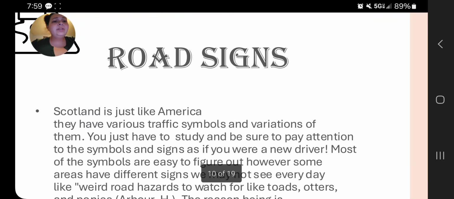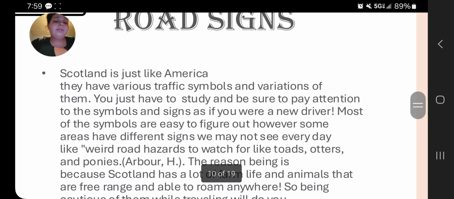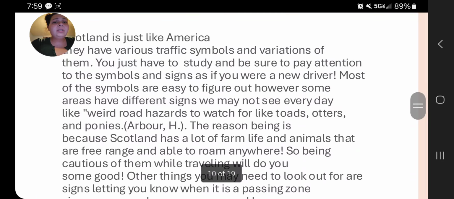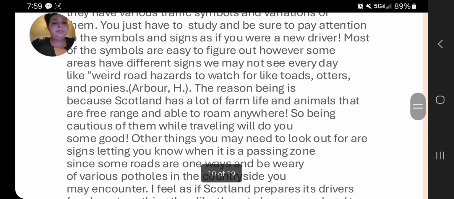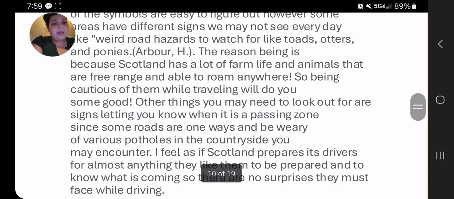Most of the symbols are easy to figure out. However, some areas have different signs we may not see every day. I know here I've never seen a watch-for-toads sign, or otters or ponies. The reason is that Scotland has a lot of farm life and free-range animals that are able to roam everywhere, so being cautious of them while traveling will do you some good. Other things you may need to look out for are signs letting you know when it is a passing zone, since some roads are one way, and be wary of various potholes in the countryside you may encounter.